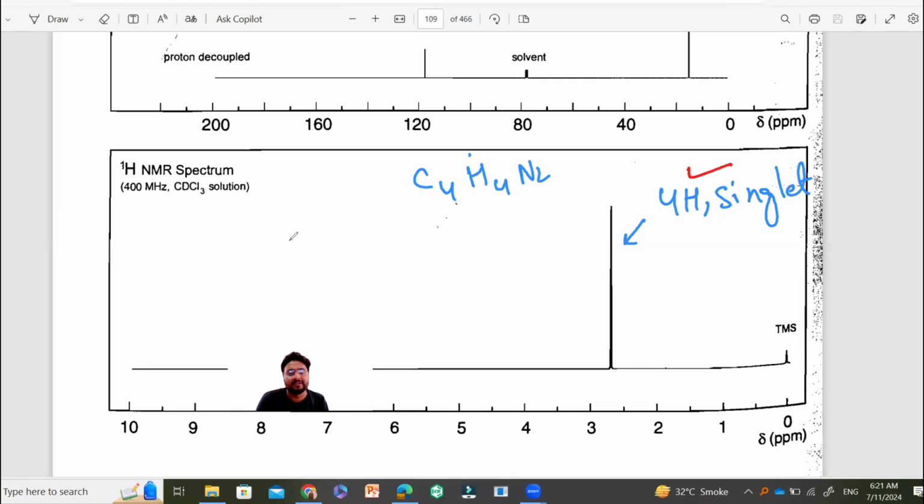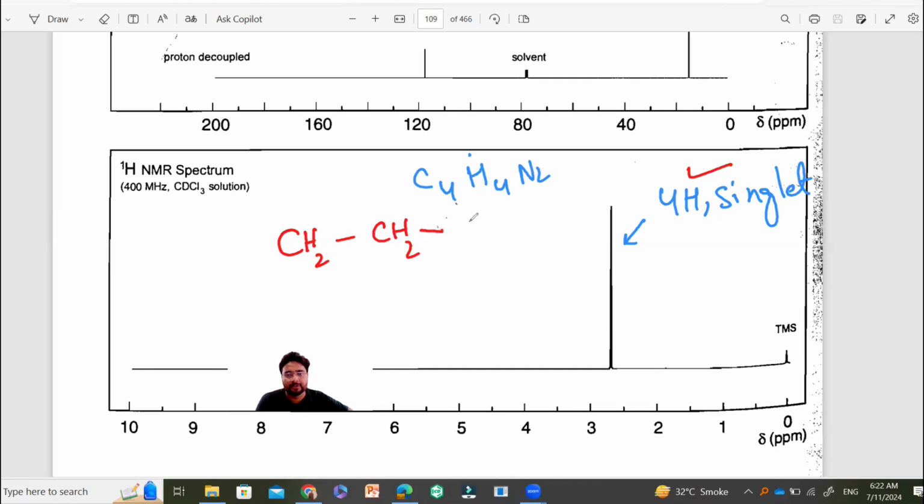4 proton singlet. How can you make a 4 proton singlet? CH2, CH2. 2 carbons done, 4 hydrogens done. Now you have 2 carbons and 2 nitrogens. Still, a degree of unsaturation of 4 is remaining. Now you have to keep the environment the same as well. How can you keep the environment the same?